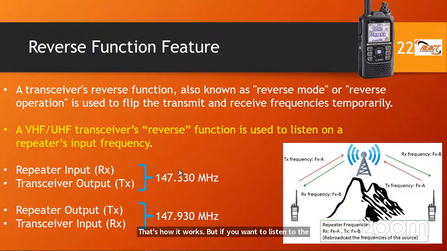That's how it works. But if you want to listen to the transmit of another person who might be transmitting, you want their output frequency or the repeater input, you press that reverse function feature, and all of a sudden, instead of listening to 147.930, your radio will be listening now to 147.330 temporarily, until you press it again and you go back to normal operation. So for the exam, you need to know that a VHF, UHF transceiver's reverse function is used to listen on a repeater's input frequency. That's the exam question.